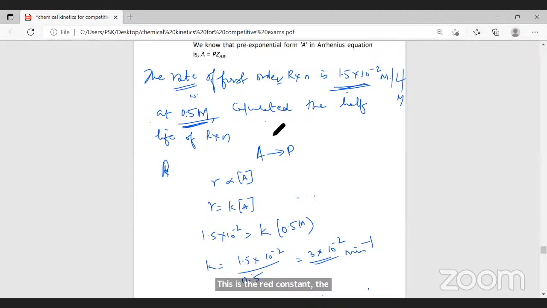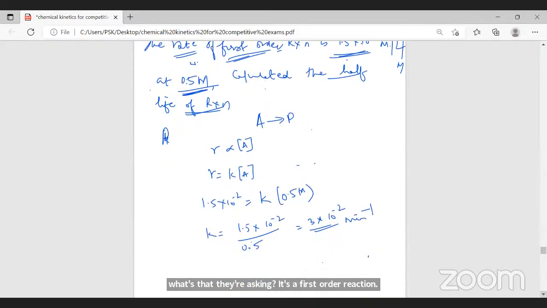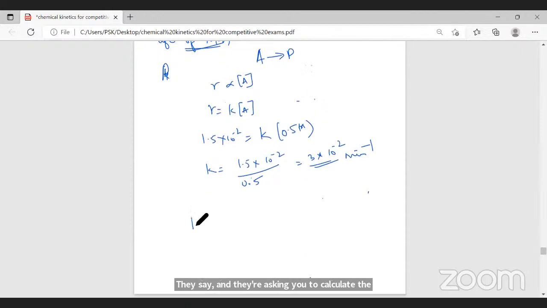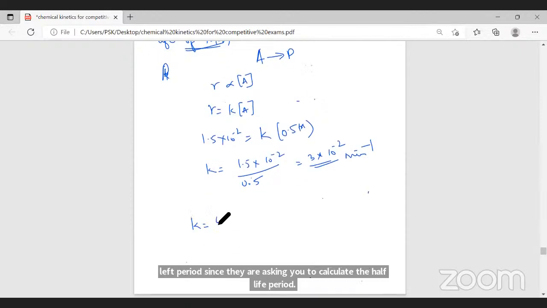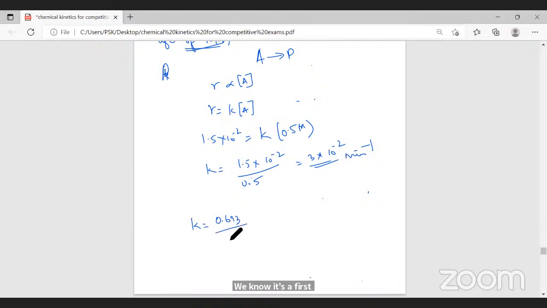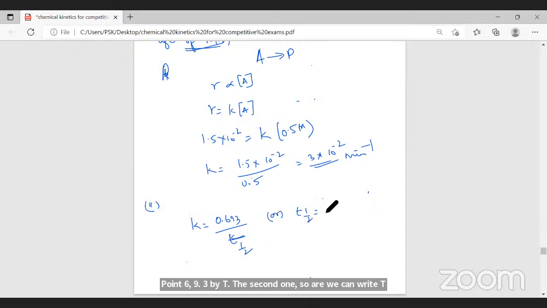But what are they asking? It's a first order reaction, they say, and they're asking you to calculate the half-life period. Since they are asking you to calculate the half-life period, we know it's a first order reaction. So K will be equal to 0.693 by T half, which is the second one. Or we can write T half is equal to 0.693 by K.